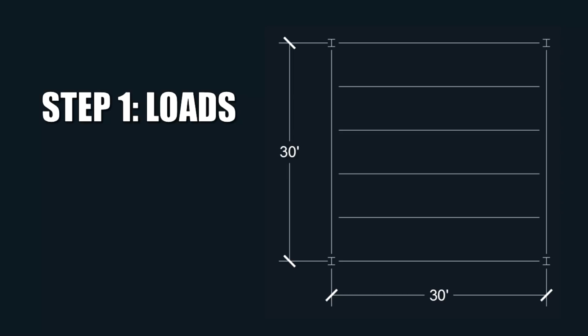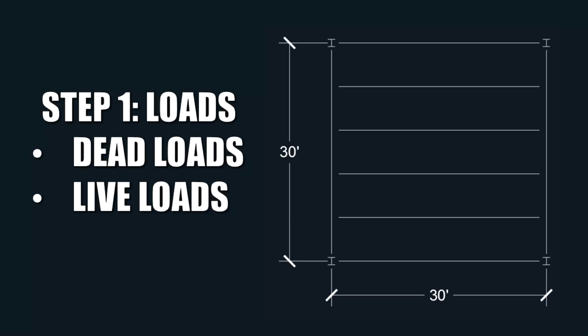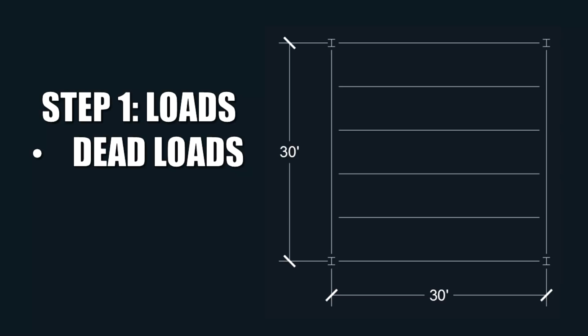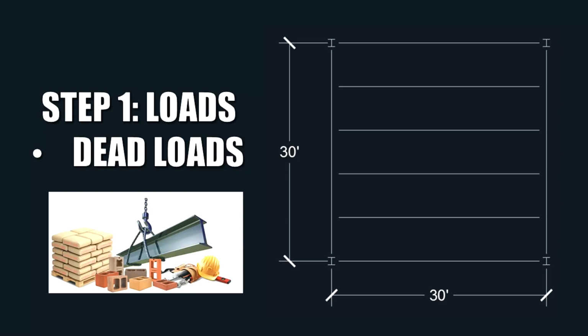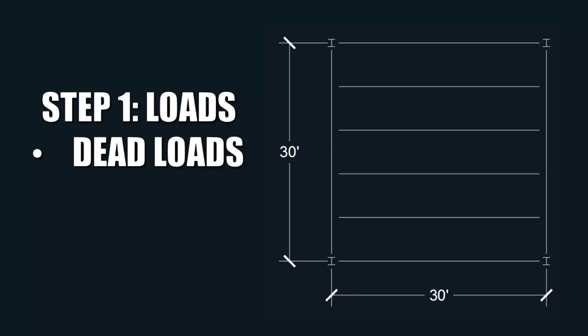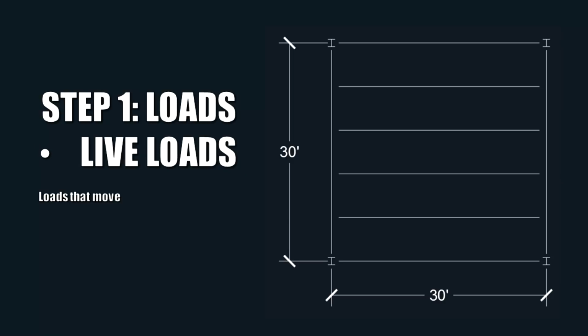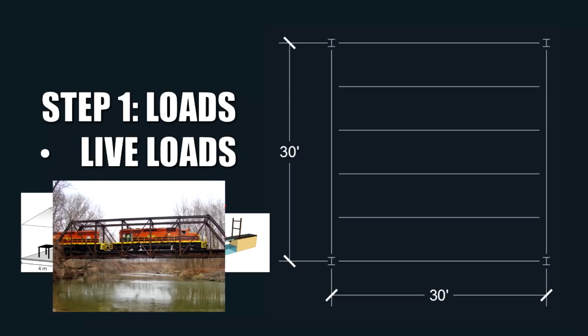Now, for this type of structure, we would only consider two types of loads: dead loads and live loads. Dead loads are basically the weight of the building materials themselves, such as the metal deck and the concrete slab, and are defined as loads that do not or cannot move. Live loads are loads that move or that can be moved, things like furniture, people, vehicles, and heavy machinery.